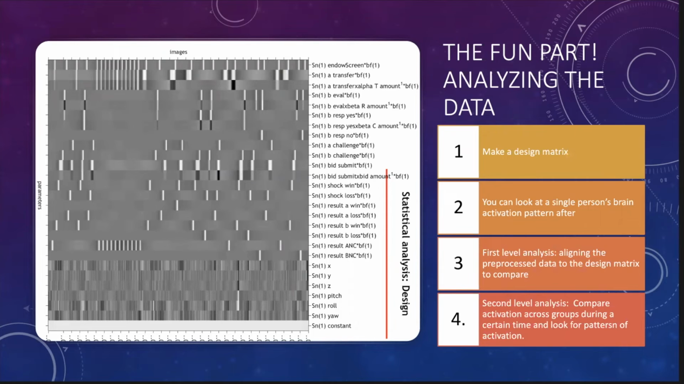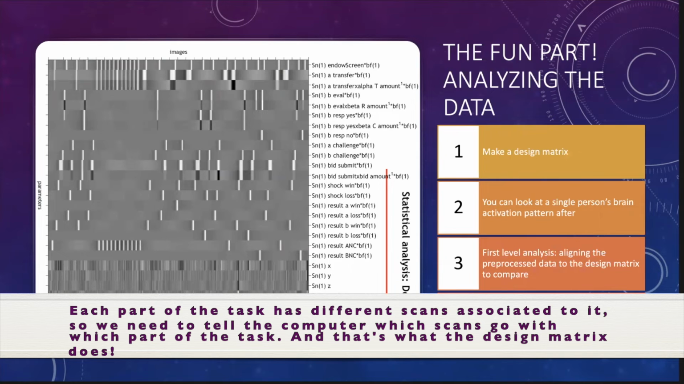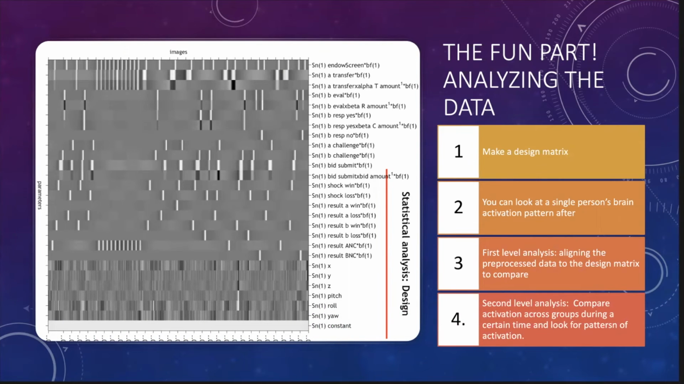Then there's the fun part, which is where you analyze the data. So the first thing you need to do is make a design matrix of when in your task all of the things happened. So in my task, the multi-round trust task, I have when the people start just making a decision about what to invest. I have when people have to make that actual decision, when people are waiting for the trustee to respond, when they get the response of the trustee, and then when they see how much money they made and how much the trustee made. Those are all different times, which could have different things happening in the brain.